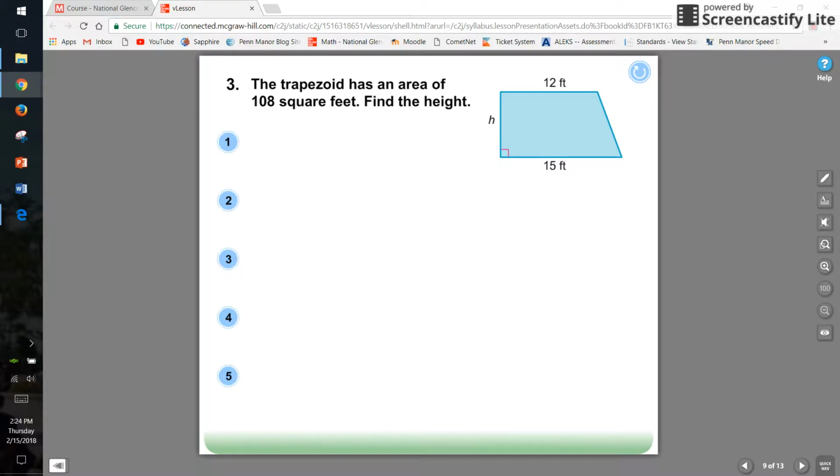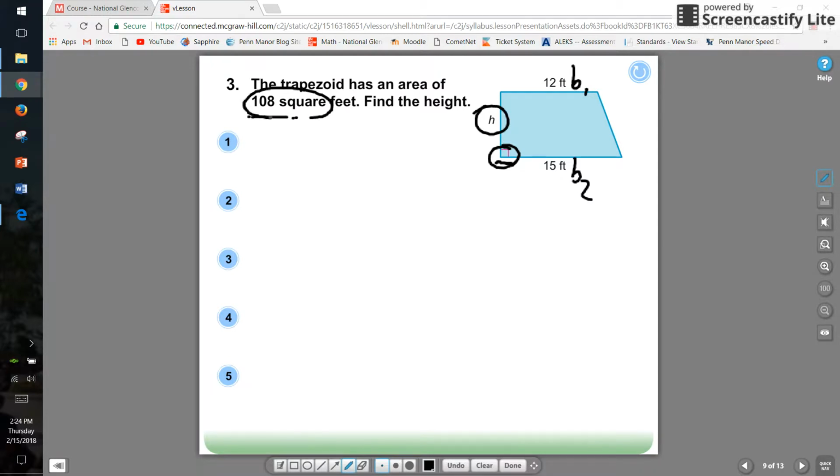So we have, in this case, got 12 and 15. That's B1. Well, let's write that. This is B2. I don't know the height. And I know this is B2 because right here is my 90-degree angle. Over here in the word problem, it's telling me that I have 108 square feet.